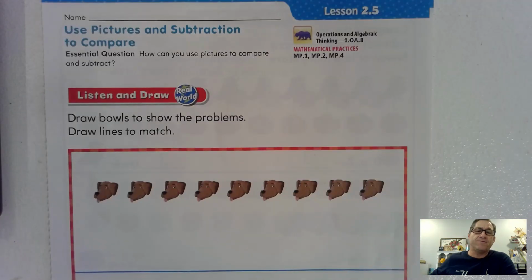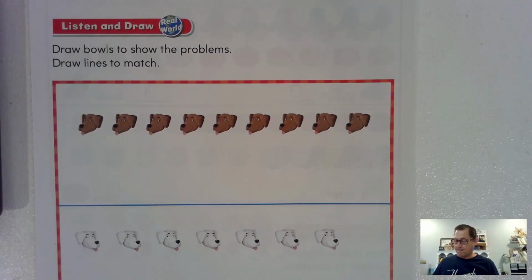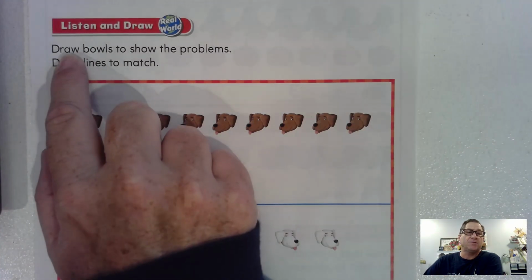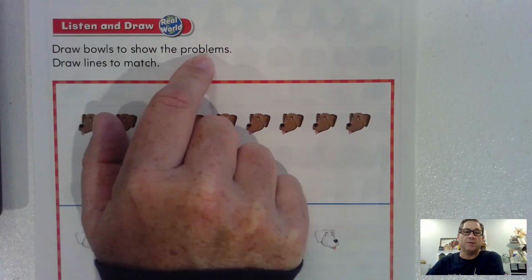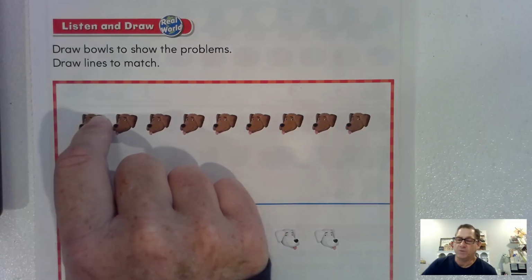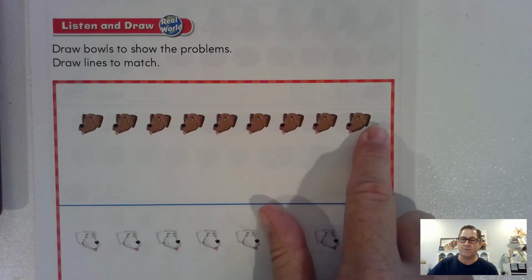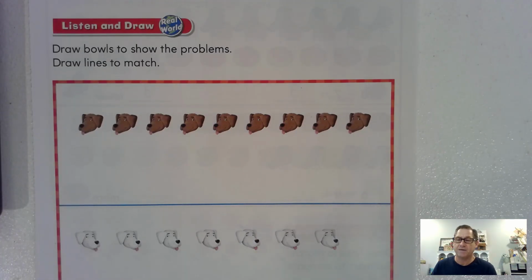Okay, so listen to the following problem. After I read the question, we're going to draw bowls to show the problems, and then we're going to draw lines to match. Now I don't need real fancy bowls. You can just use circles. All right. There are 9 brown dogs. There are 5 bowls. How many more dogs need a bowl? Okay, again, 9 brown dogs, and there are 5 bowls.